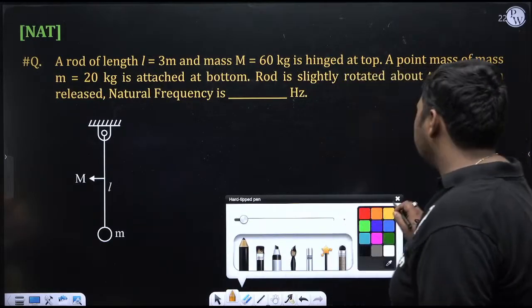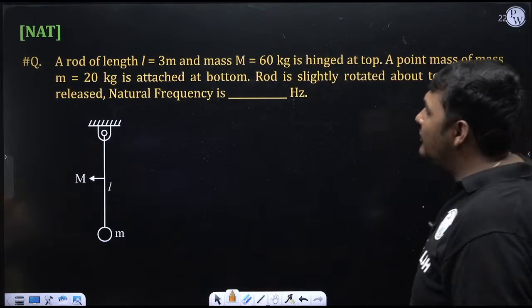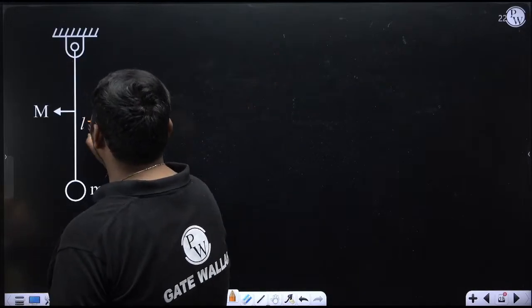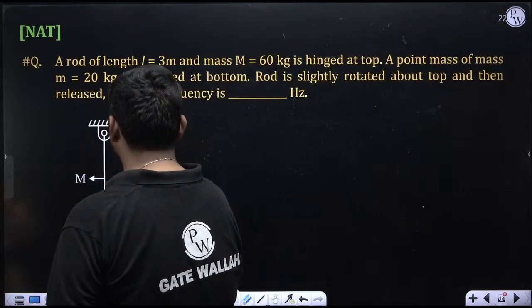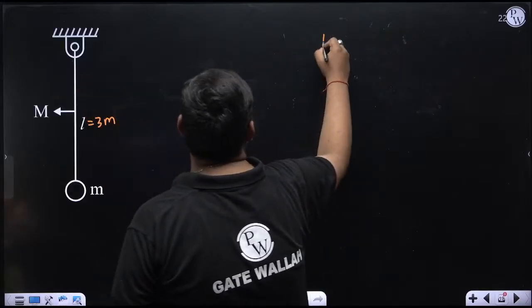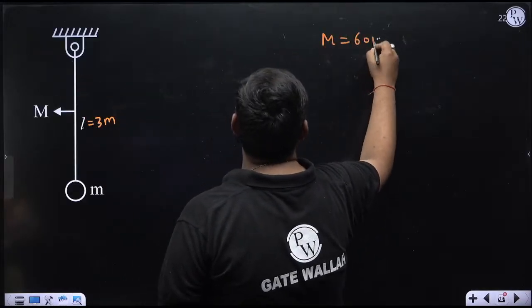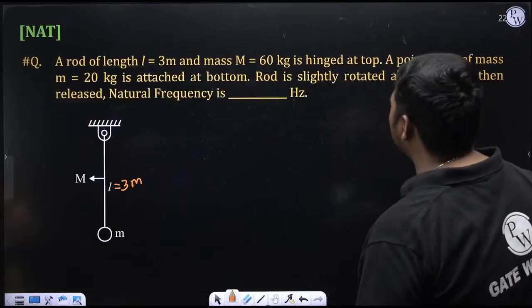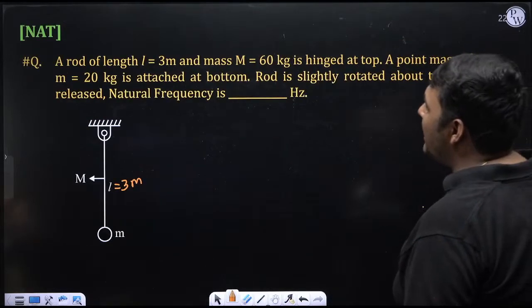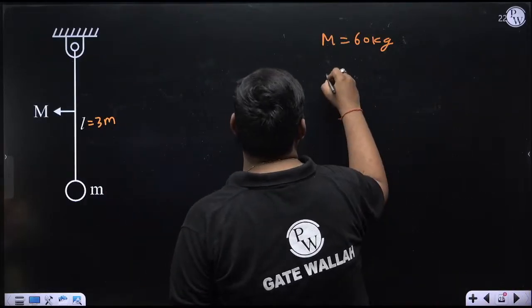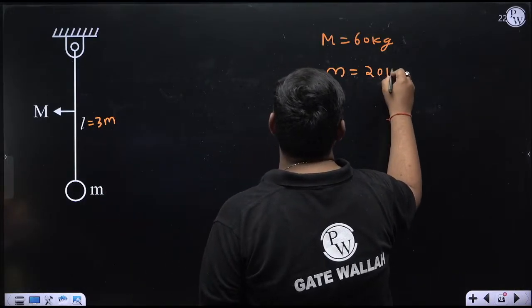Here you can see a rod of length L equal to 3 meters. So the length of this rod is 3 meters. I am writing it in the diagram also. And the mass of this rod is capital M, which I am writing separately, is 60 kg. It is hinged at top, as shown in the figure. A point mass small m equal to 20 kg is attached at the bottom. So the mass of this point mass is small m, which is 20 kg.